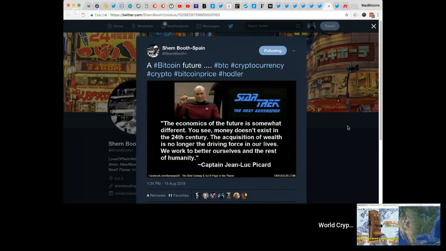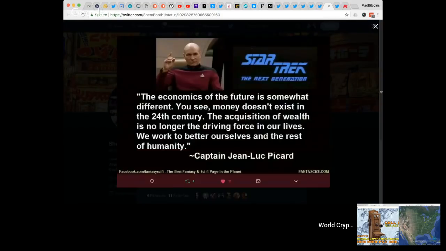Shem Booth Spain from the World Crypto Network has a great Captain Picard quote. It's probably from the first season when Star Trek was very, very perfect and they had no problems, but still generally true, at least until Deep Space Nine. "The economics of the future is somewhat different. You see, money doesn't exist in the 24th century. The acquisition of wealth is no longer the driving force in our lives. We work to better ourselves and the rest of humanity." A great quote from Captain Picard there.